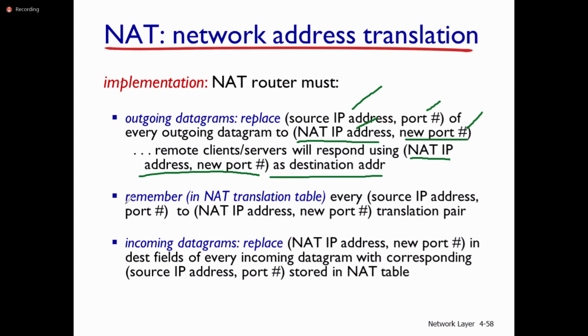So the router has to remember the pair: source IP address and NAT IP address, as well as source port number and new port number. It remembers in the NAT translation table, for every datagram, the source IP address and port number and the corresponding NAT IP address and new port number translation pair. These translation pairs are maintained in the NAT translation table.